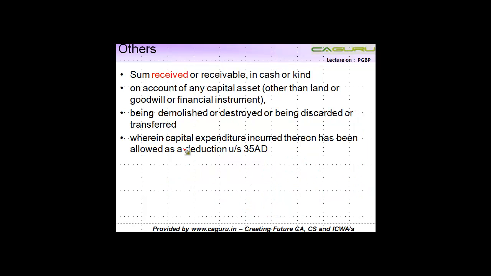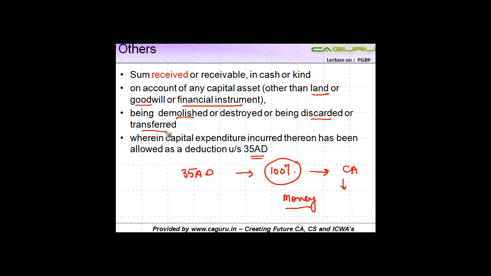Conditions: one, the business has to be the one which is under 35 AD, covered there. You would have claimed a deduction on this capital expenditure under section 35 AD. This capital expenditure is other than land, goodwill and financial instrument. And now you are getting some money, could be received, receivable, cash, kind, because you are either transferring this asset, you are discarding this asset, or this asset has been destroyed or demolished. Destroyed and demolished will be when you get, let's say, something from the insurance company. Okay, so the destruction or demolition happened, you get some money in respect of this asset, that is going to be taxed under PGBP.